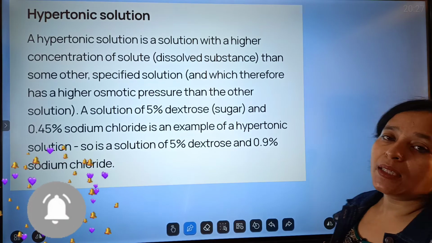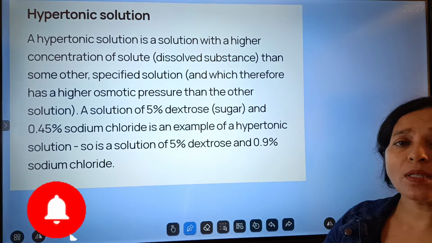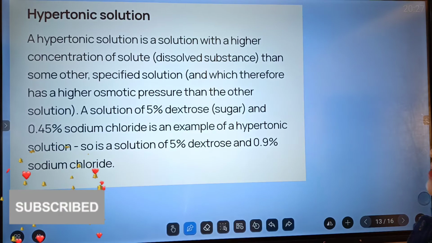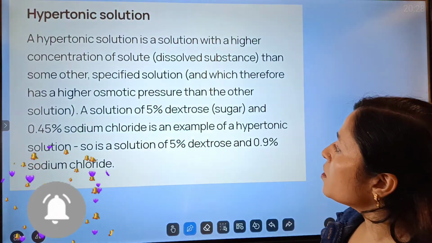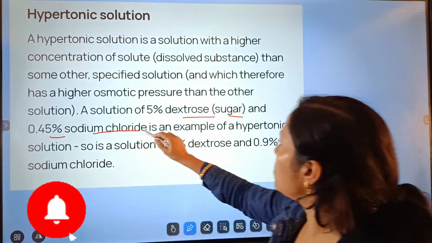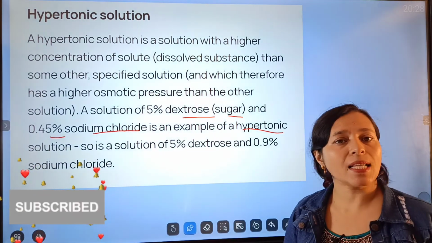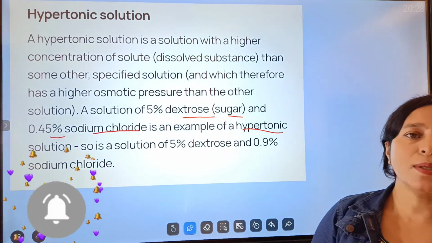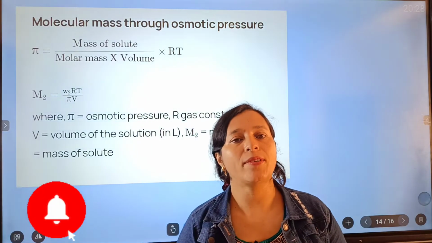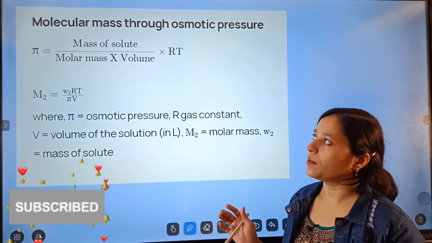The next one is hypertonic solutions. What are hypertonic solutions? It is a solution that has more osmotic pressure as compared to the other solution, and it also finds use in some specific fields. A solution of 5% dextrose, that is sugar, and 0.45% sodium chloride solution is an example of hypertonic solutions. So we have discussed isotonic, hypotonic and hypertonic solutions. Now here comes how we can derive the molecular weight using the formula from osmotic pressure.